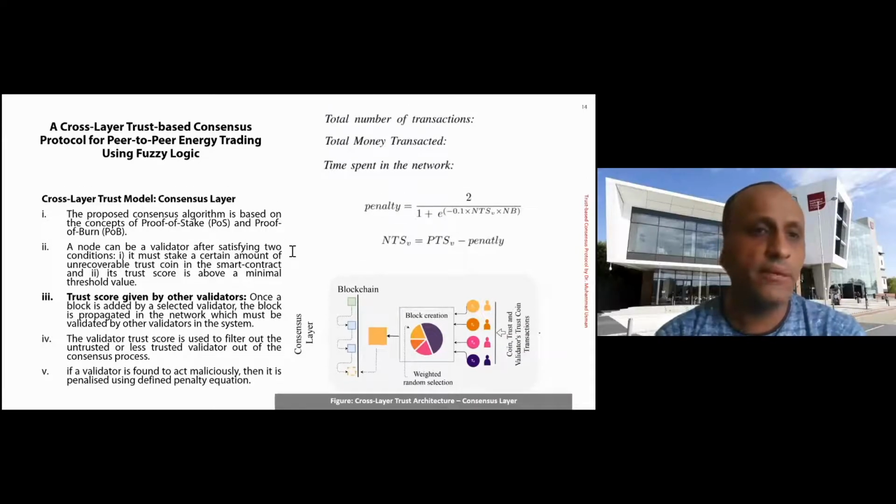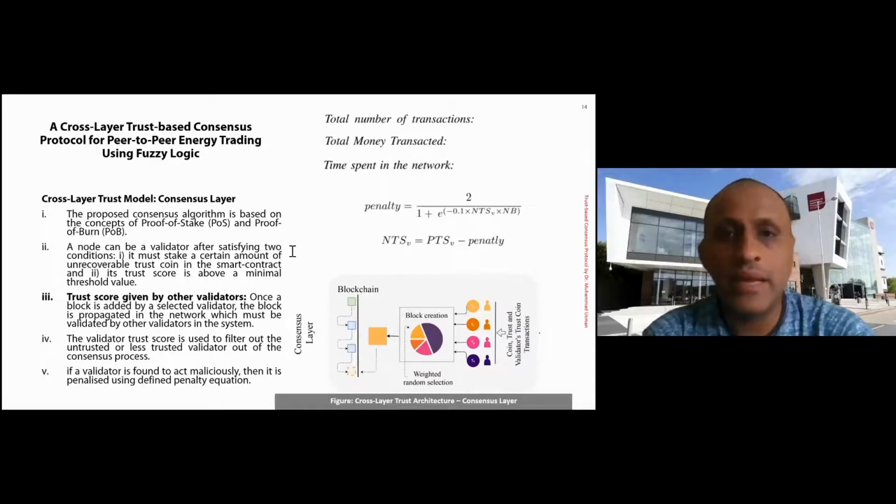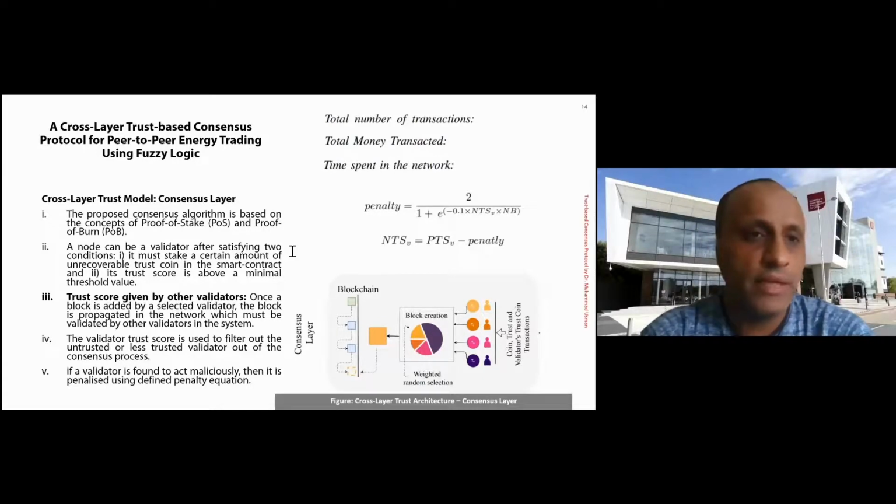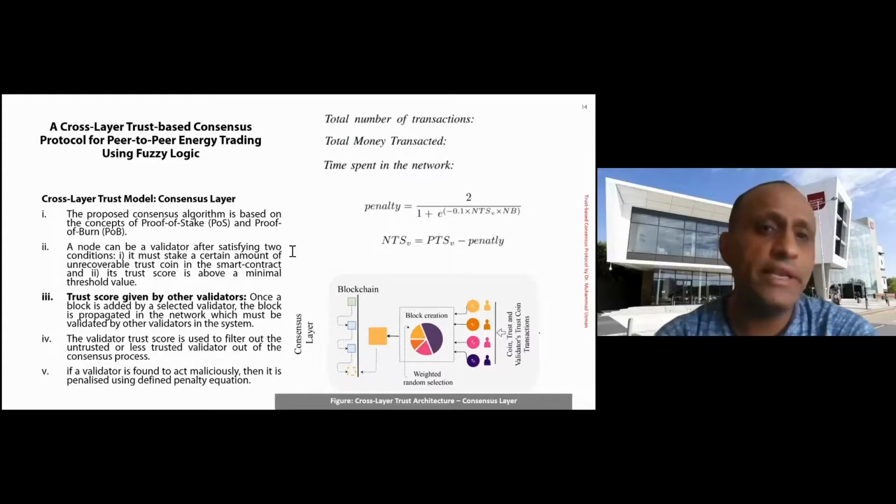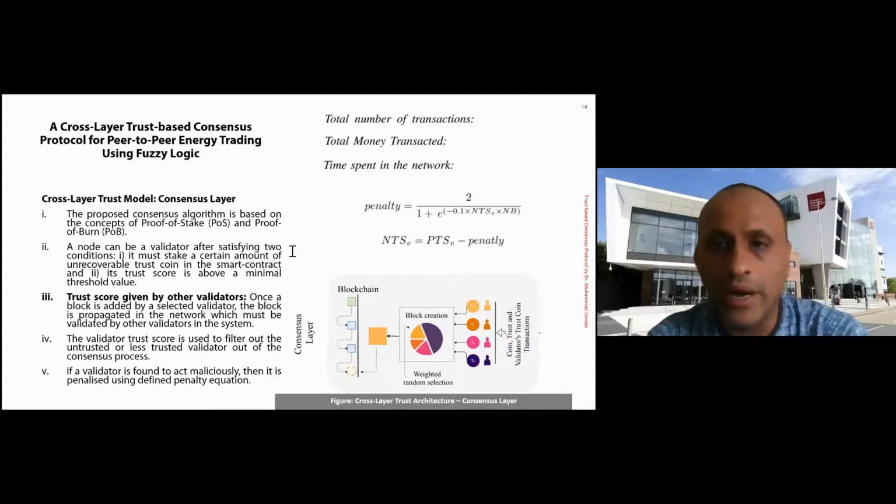Next is the consensus layer, the core layer. The proposed consensus algorithm is based on the concepts of proof of stake and proof of burn. So within this consensus layer, a node can be a validator after satisfying two conditions. First, it must stake a certain amount of unrecoverable trust coin in the smart contract. And then its trust score is above a minimal threshold value.